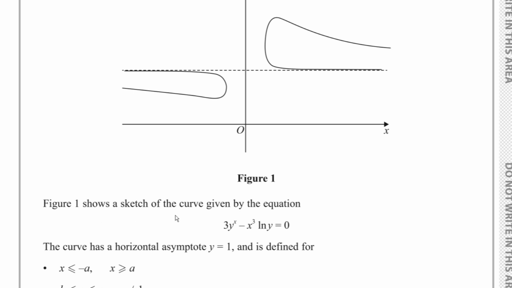Figure 1 shows a sketch of the curve given by the equation 3y to the x subtract x cubed times the natural log of y equals 0.